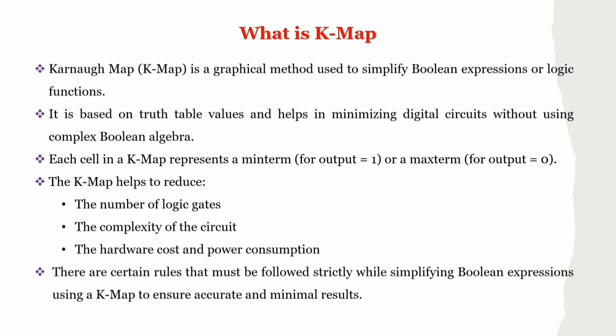Now, let us see the rules that must be followed strictly while simplifying Boolean expressions using the K-map. These rules help us to ensure that we get the most simplified and accurate expression. So, let's see the rules one by one. The first rule is grouping must be in powers of 2. That means each group should have 1, 2, 4, 8 and so on cells. This depends on 2 power 0, 2 power 1, 2 power 2, 2 power 3 and so on. Like this, the grouping of cells should be in powers of 2.